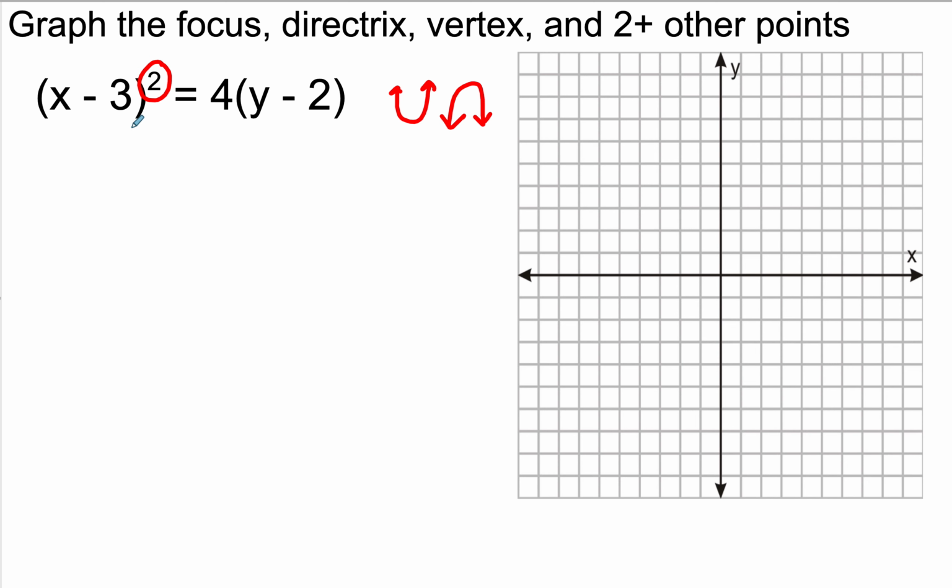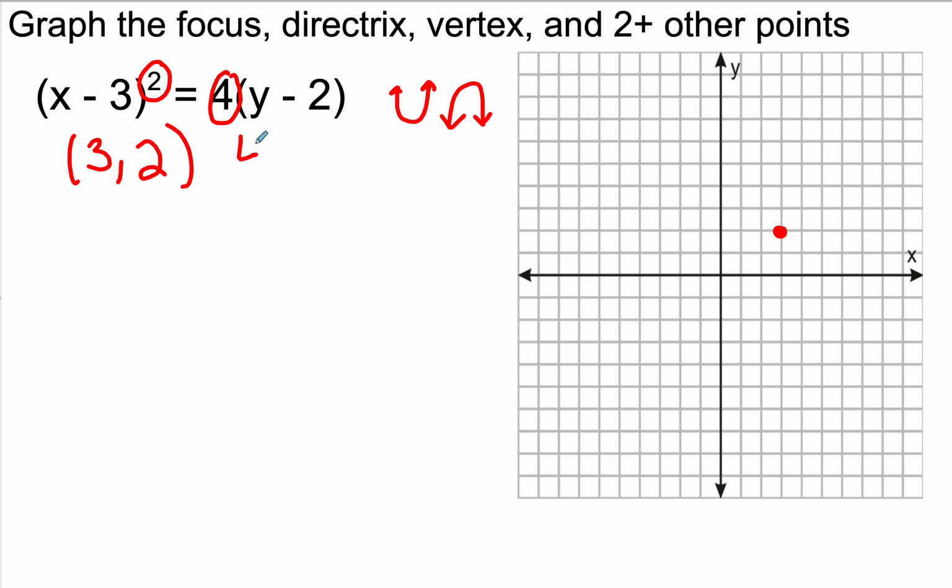Okay? And now I look at my coordinates. So the h is 3. Remember, we're trying to make this 0, right? That common theme. K is 2. So we have (3, 2) as our vertex.